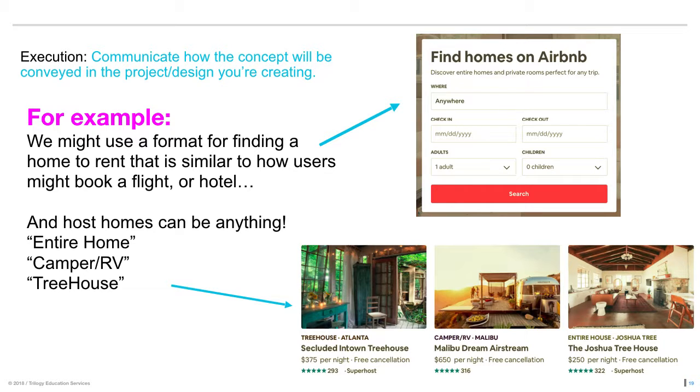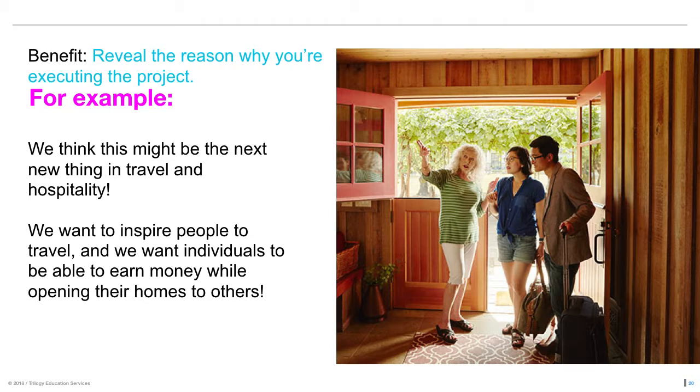So now we're going to talk about execution, because we're going to want to know what it's going to take for us to make this happen. So we could communicate things like, we might use a format for finding homes to rent that is similar to how users might book a flight or a hotel, because that's something they already know how to do. And host homes can mean anything: the whole home, the camper, the RV, the treehouse, whatever. Obviously, we're using Airbnb as an example here.